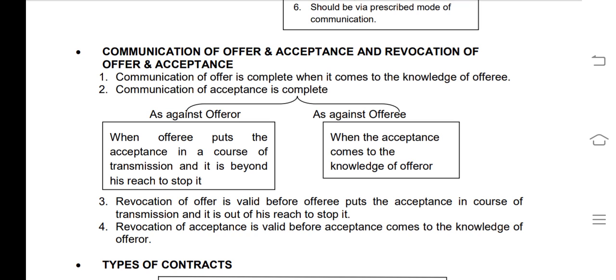Communication of offer and acceptance, and revocation of offer and acceptance. Communication of an offer is complete when it comes to the knowledge of the offeree. Understand? When the offeree comes to know about the offer, then communication of the offer is complete. Communication of acceptance is complete in two cases, against the offerer and against the offeree. When the offeree puts the acceptance in the course of transmission and it is beyond his reach to stop it, then it is complete against the offerer. And when the acceptance comes to the knowledge of the offerer, it is complete against the offeree.